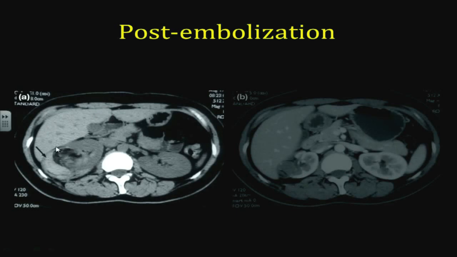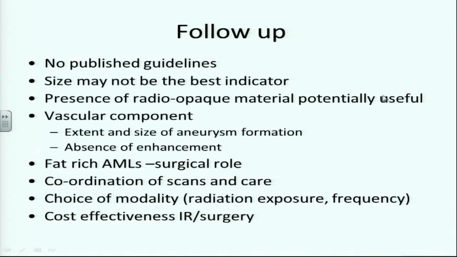So this is what an AML looks like. You can see the characteristic has changed. Doesn't look that different to that. So not only has it shrunk, but in this particular case, the character of it has changed. That's what a normal kidney looks like on the other side.